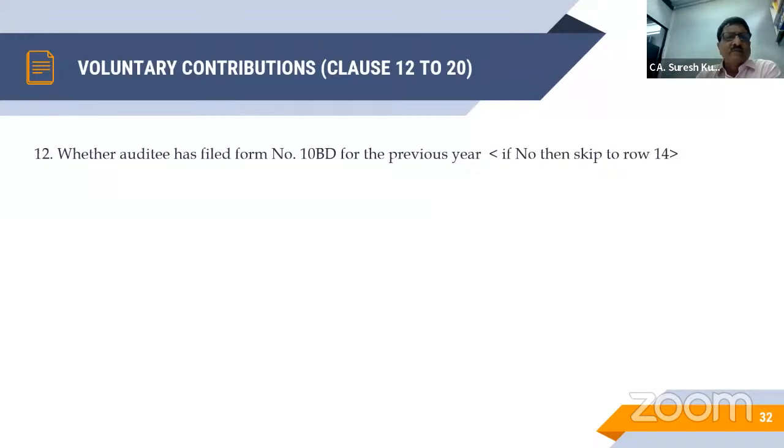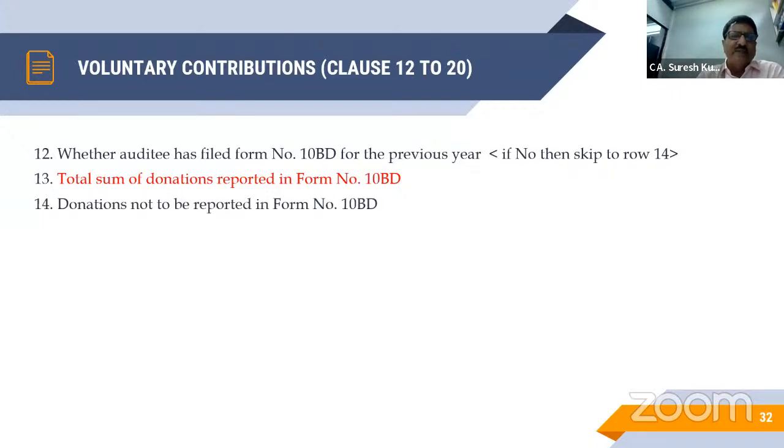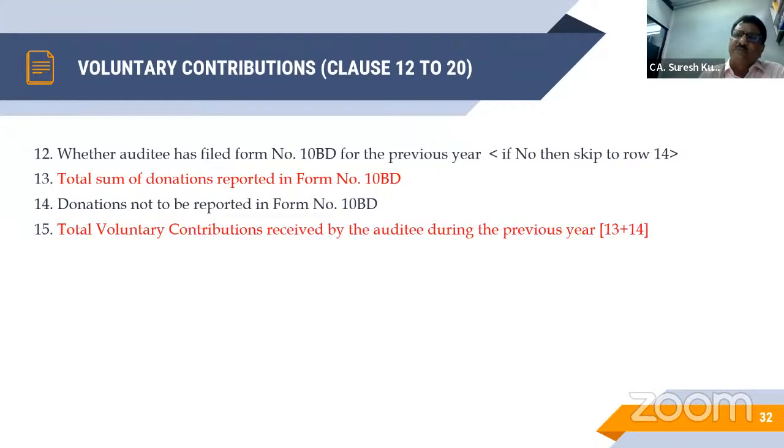For voluntary contribution, they are asking whether the organization has filed form number 10BD for the previous year. If no, then skip and go to row number 14. That means you have to say yes or no as to whether the organization has filed form 10BD. If yes, then we have to mention the total amount of donation reported in 10BD. Then we have to mention the donation not reported in 10BD. Suppose an organization receives a total amount of rupees 20 lakhs, and out of that 1 lakh is not reported in 10BD. Then the amount in 10BD will be 19 lakhs, not reported will be 1 lakh, and the total voluntary contribution shall be 20 lakhs rupees.